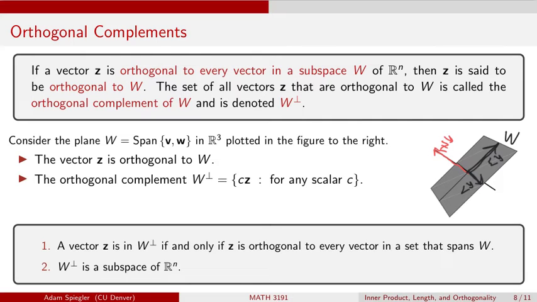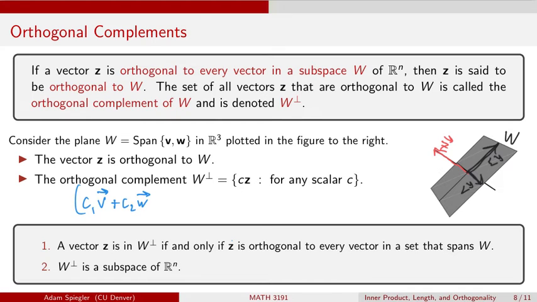And below, I've got two important observations here. The first observation says that a vector z is going to be in the orthogonal complement of some subspace W if and only if z is orthogonal to every vector in a set that spans W. So this set W has an infinite number of vectors, so it would be quite difficult to pick every single one of those vectors and show that z is perpendicular to all of them. But what we know about this plane W is that it's the span of two vectors. So that means any vector in this space W can be written as c1 times V plus c2 times W.